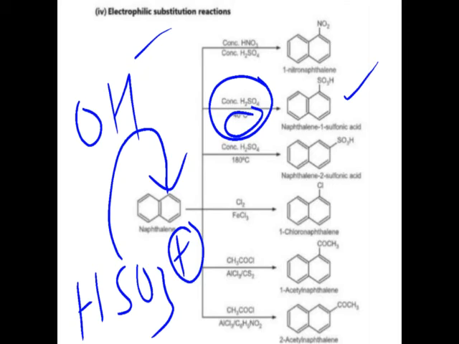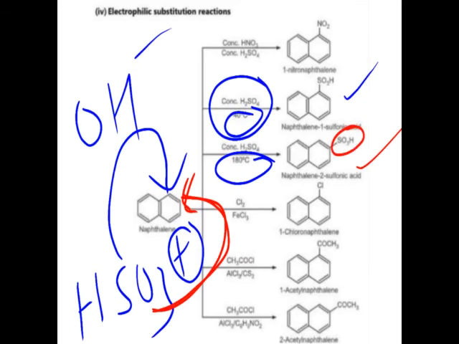If we increase the temperature up to 180 degrees Celsius and add the same concentrated sulfuric acid, then the position of addition changes. The sulfonic acid binds to the second position, and we get the product naphthalene 2 sulfonic acid. So depending upon the temperature, if the temperature is less, we get the 1 sulfonic acid. If the temperature is more, then the sulfonic acid binds to the second position, and we get naphthalene 2 sulfonic acid.